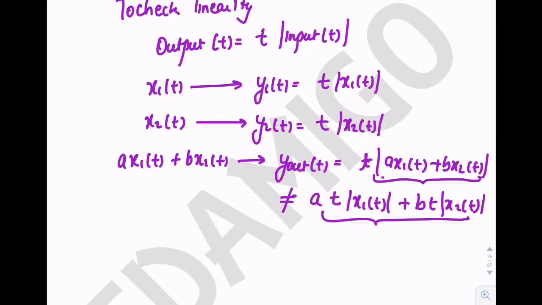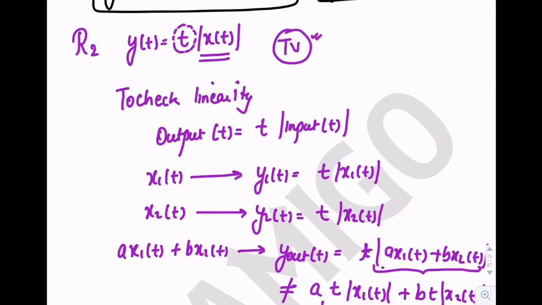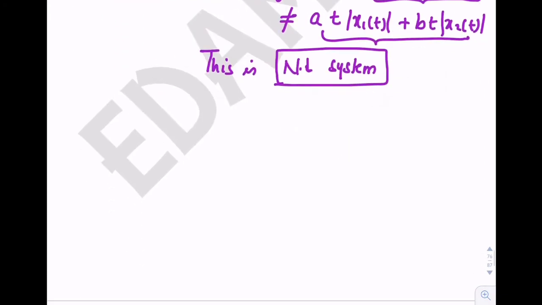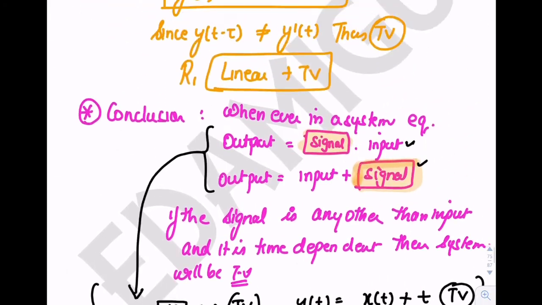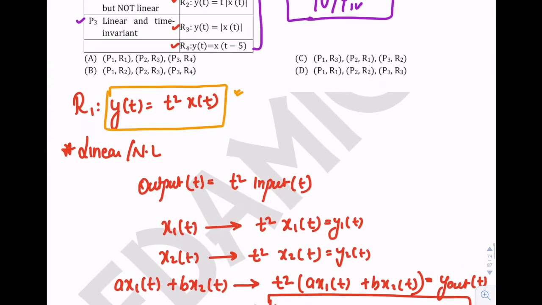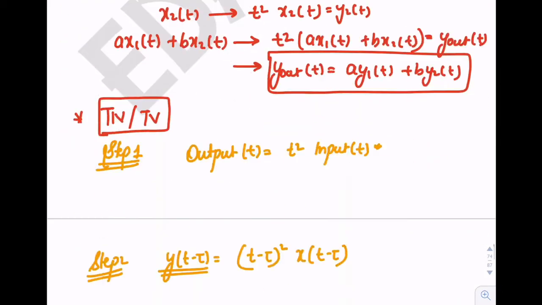So we can say that this is a non-linear system. So R2 is time variant and non-linear. Okay, no need to prove time variant because the method will be same, and I've told you whenever a time dependent term or signal is multiplied with the input, then it is a time variant system. Now let's look at R3. R3 is mod of x(t) and R4 is x(t minus 5).